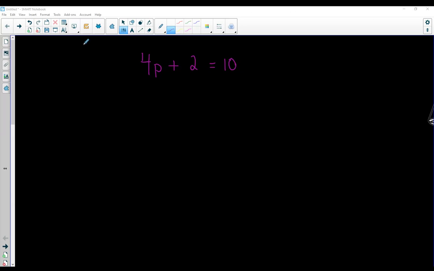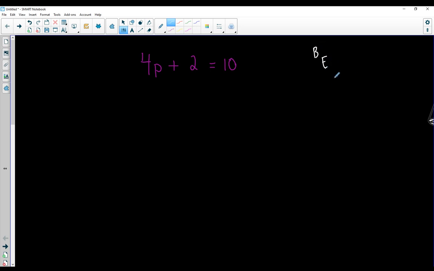Hey, grade sevens. We're going to keep looking at opposite operation questions. In this case, we're looking at a two-step equation. At the beginning of the year and in your elementary years, you used to do what was called the order of operations, which told us the order in which we had to do certain operations.